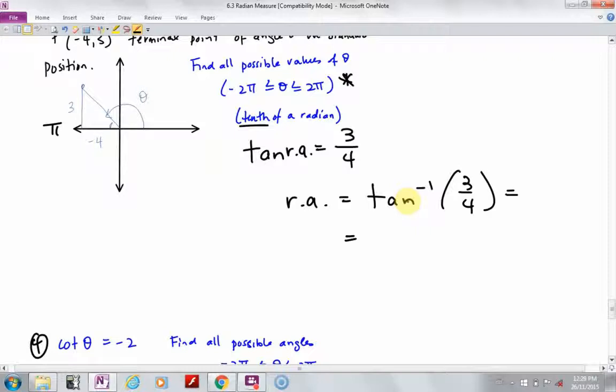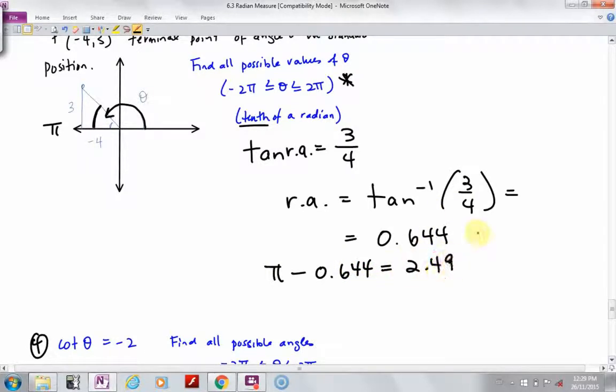Anybody who's done it? I know, Colin, you're doing it, right? What do you get? Sorry, again? 0.644. Okay? So it's 0.644 radians is right here. So what is theta? This angle here. How are we going to figure that out? Yep. Pi minus that, because this is pi here. So if we take pi and subtract 0.644, we're going to get theta. So pi minus 0.644 gives me 2.49. Okay?